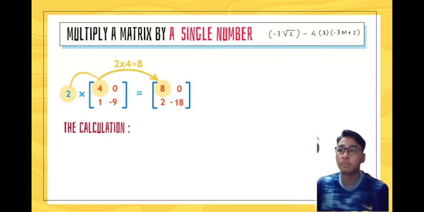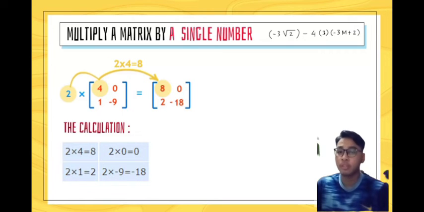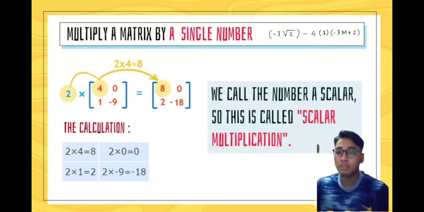Let me show you how to multiply a matrix by a single number. This is an example. So the calculation is 2 times 4 equals 8, 2 times 1 equals 2, 2 times 0 equals 0, 2 times negative 9 equals negative 18. We call the number a scalar, so this is called scalar multiplication.